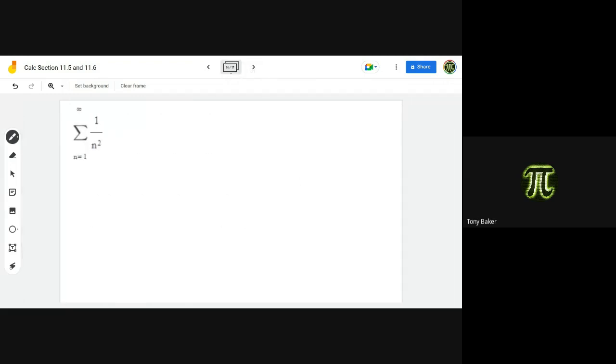What's this one? This is the P series. This one converges because P equals 2, which is greater than 1. And this is where I was saying that sometimes the amount of work you'd have to show is very limited. That's all you'd have to show for that problem on the test: it's a P series, the rule, and a convergence.